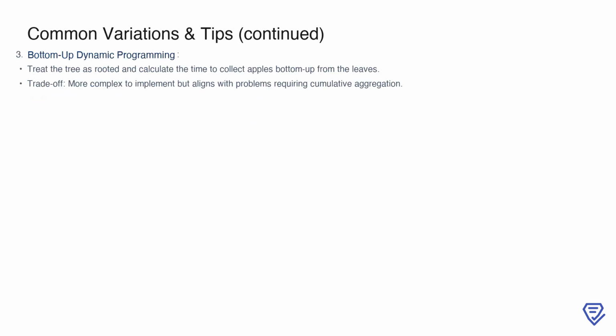Another approach you can consider is bottom-up dynamic programming. This technique involves treating the tree as a rooted structure and calculating the time required to collect apples by working upwards from the leaves. Starting from the bottom ensures that you aggregate the cumulative time needed for each subtree before moving to the parent nodes, which aligns well with problems requiring cumulative aggregation. However, this approach is more complex to implement compared to straightforward DFS or BFS. It's particularly useful if you're dealing with problems where you need to process information from child nodes before making decisions at the parent level. While the trade-off is increased implementation complexity, it's a powerful technique to have in your toolkit for more advanced tree-related problems.